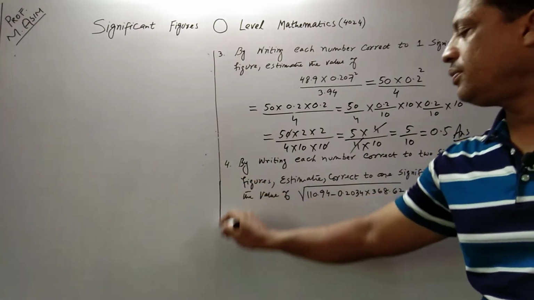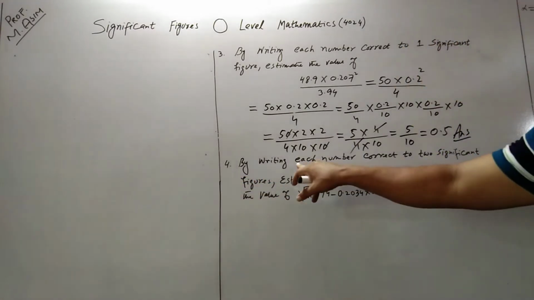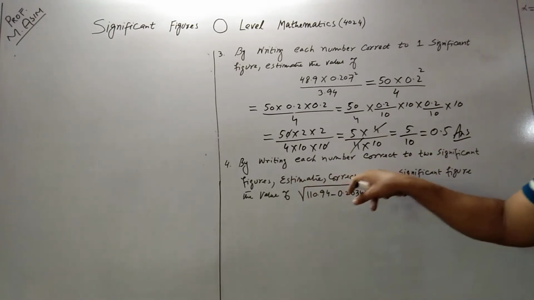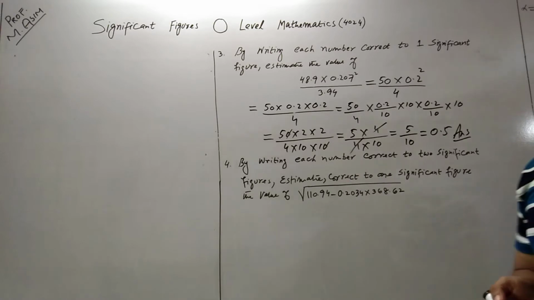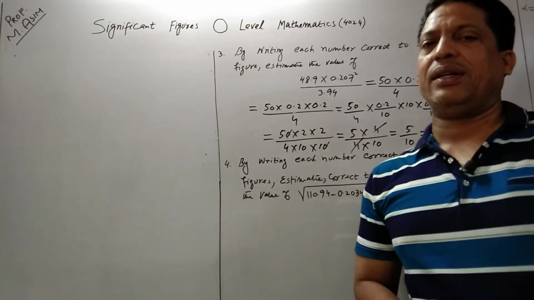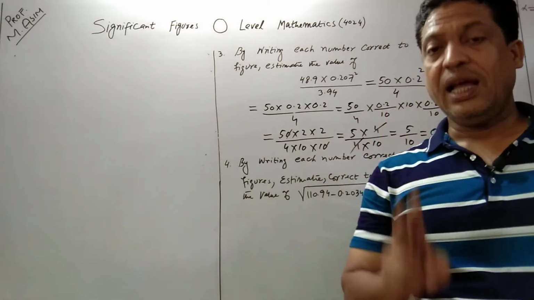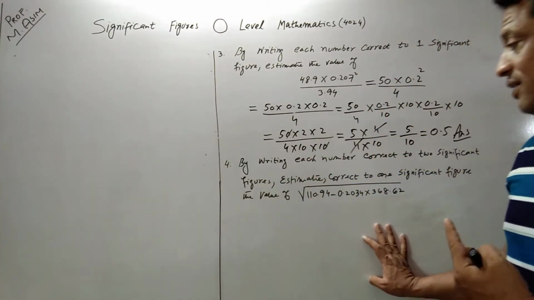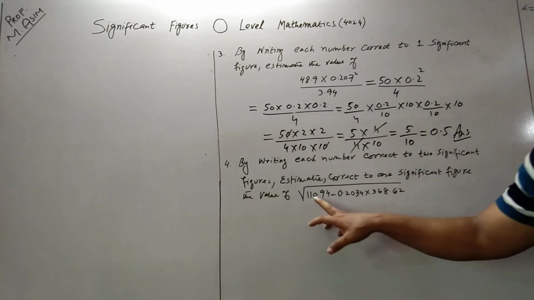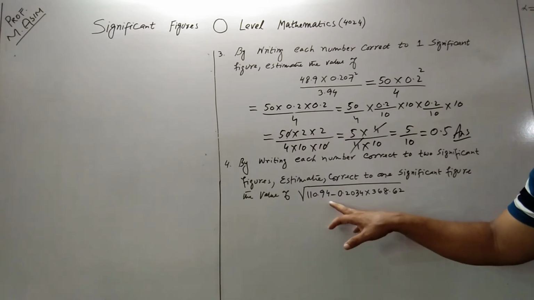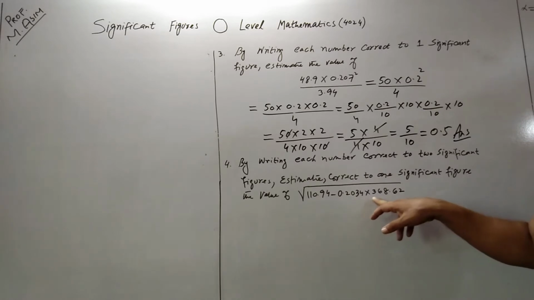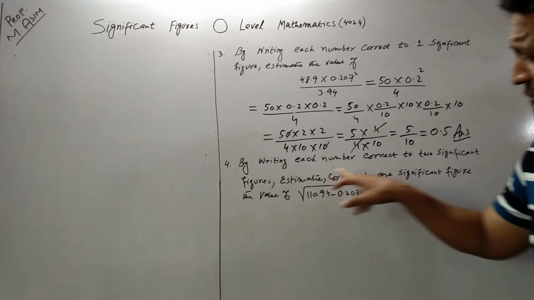See this question, number 4. By writing each number correct to two significant figures, estimate correct to one significant figure the value of this. So there are two requirements. First, we have to write each and every number to two significant figures, and then we have to give our final answer in one significant figure. So what is the question? 110.94 minus 0.2034 multiplied by 368.62, all under a square root.